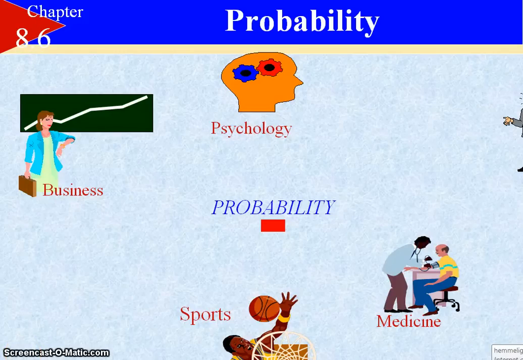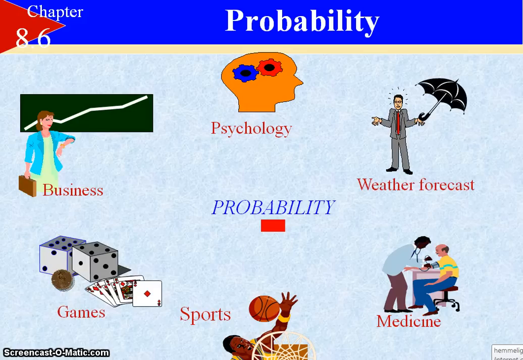Okay, class, today we are going to do section 8.6 on probability, which is an application that can be seen in business a lot, sports, psychology, medicine. It's all across the board. You can see probability. So we are going to be working on games for one big application.